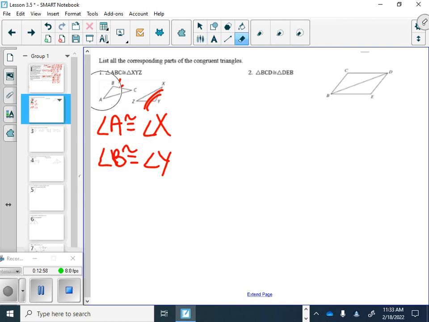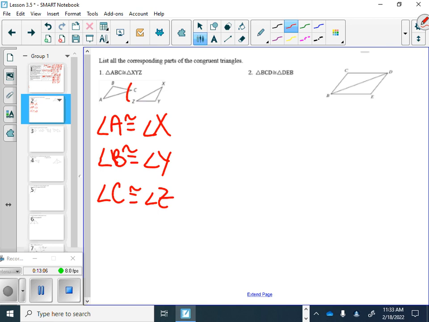And then that only leaves two more angles. Which angle is congruent to angle C? Z. And for that one, have three arcs to say that those two angles are congruent to each other. Okay.